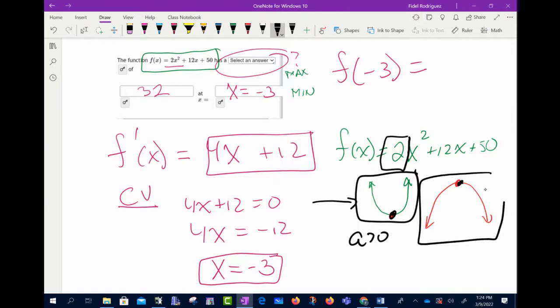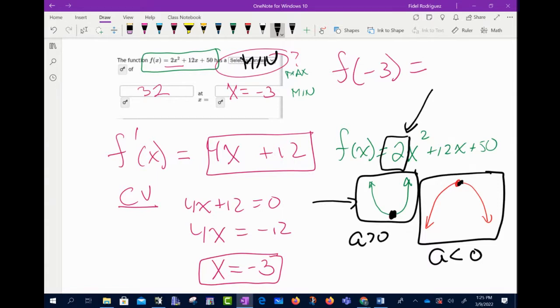And if the number is negative, then the graph is going to open downward. In this case, because this number here is positive, and it doesn't have to be 2, it could be 0.2, as long as it's positive, the graph's going to open up. If that number would have been negative, then the graph is going to open down. So since the graph opened up, would we say this is a high point or a low point? Low point. So we're going to call that a minimum.